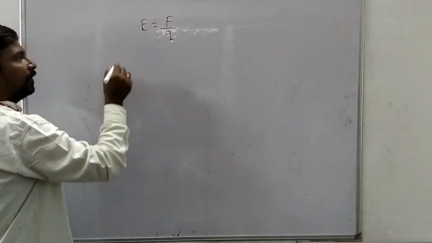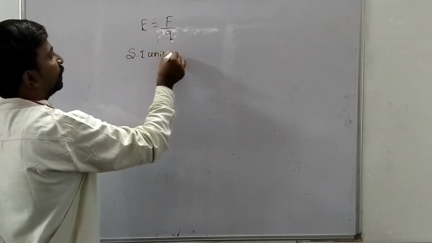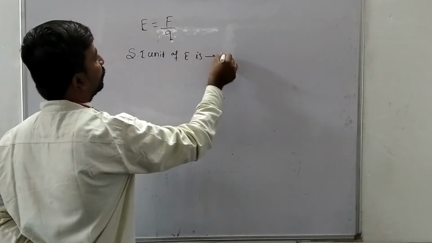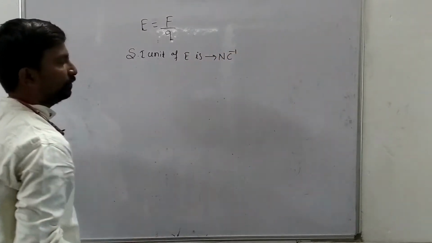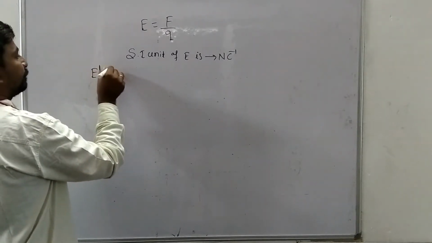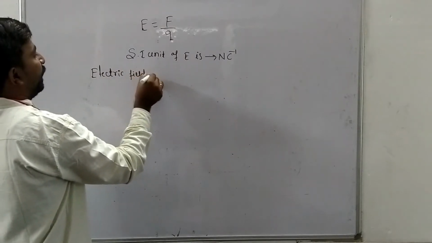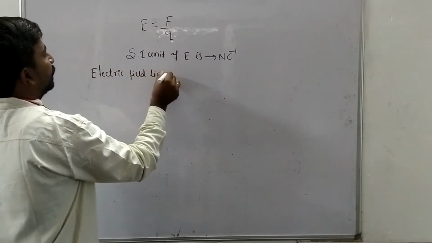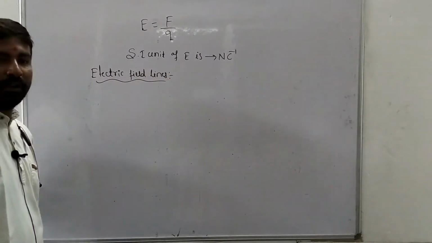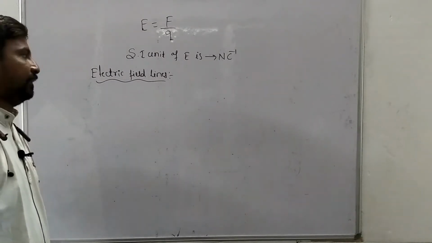The SI unit of electric field is Newton per Coulomb, isn't it? Next one, electric field lines. These are the imaginary lines drawn along the motion of an isolated positive charge, called what? Electric field lines, isn't it?